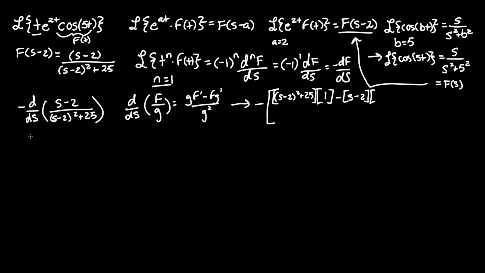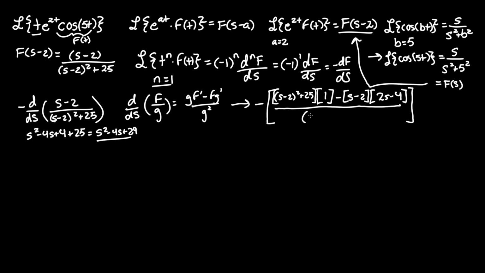And I'll probably expand that down here, where we know s minus 2 squared equals s squared minus 4s plus 4, and don't forget that plus 25. So that becomes s squared minus 4s plus 29. Now taking the derivative of that with respect to s should yield you 2s minus 4. And the 29 is a constant, so it goes to 0. And don't forget, we are putting that all over g squared, which you could just say is s squared minus 4s plus 29, all squared.